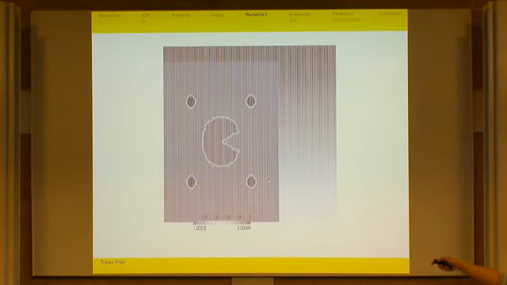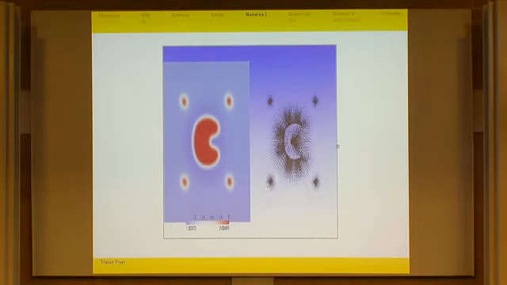So here are my initial conditions. Sorry about the funny picture. This is Pac-Man, and Pac-Man's going to eat the little bubbles. So off he goes.